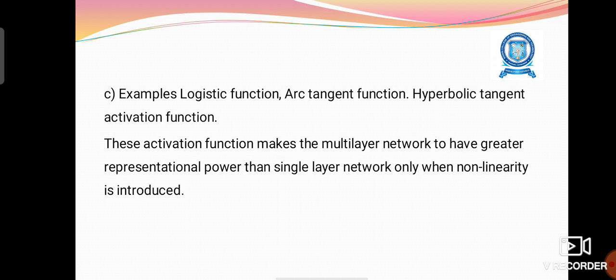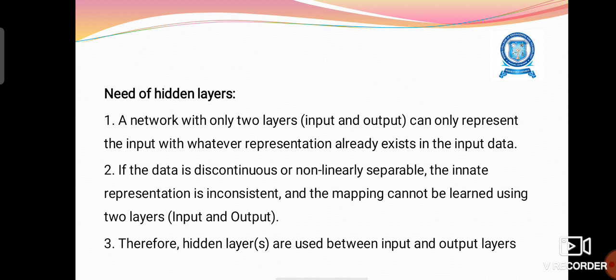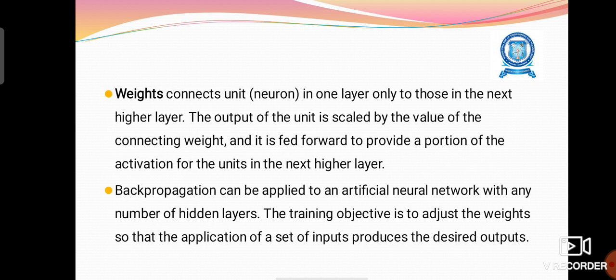This activation function makes the multi-layer network have greater representational power than a single layer network, only when non-linearity is introduced. Need of hidden layers. A network with only two layers can only represent the input with whatever representation already exists in the input data. If the data is discontinuous or non-linearly separable, the innate representation is inconsistent and the mapping cannot be learned using two layers. Therefore, hidden layers are used between input and output layers.